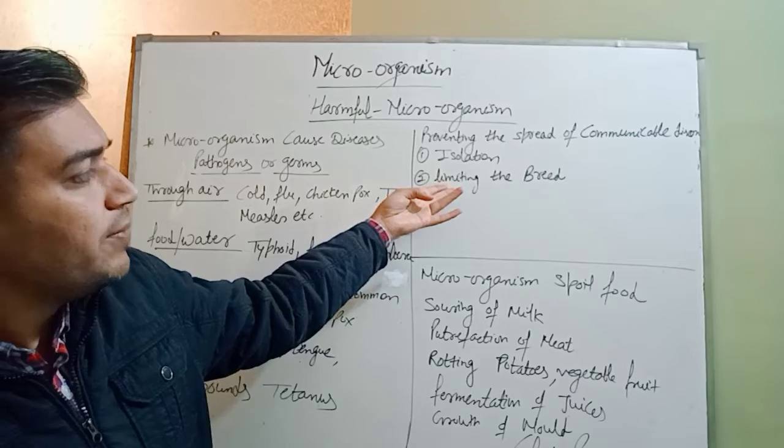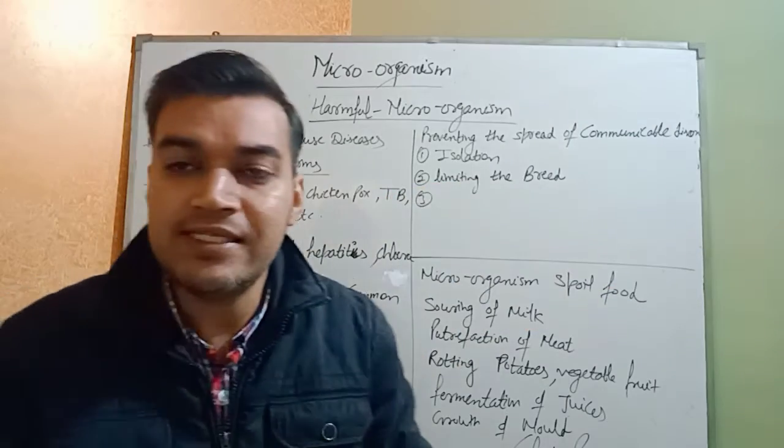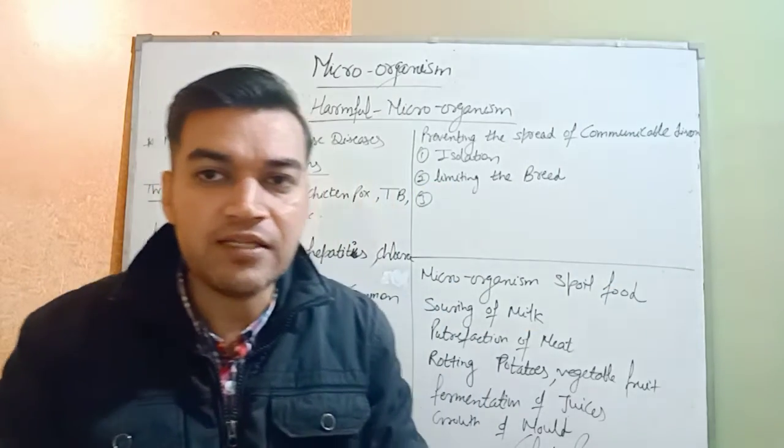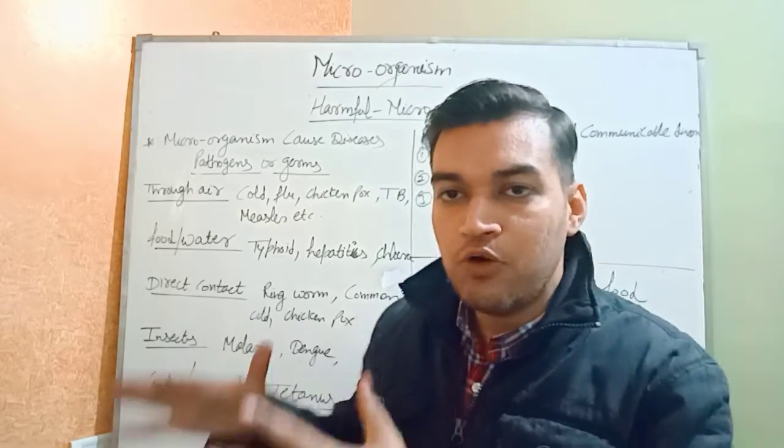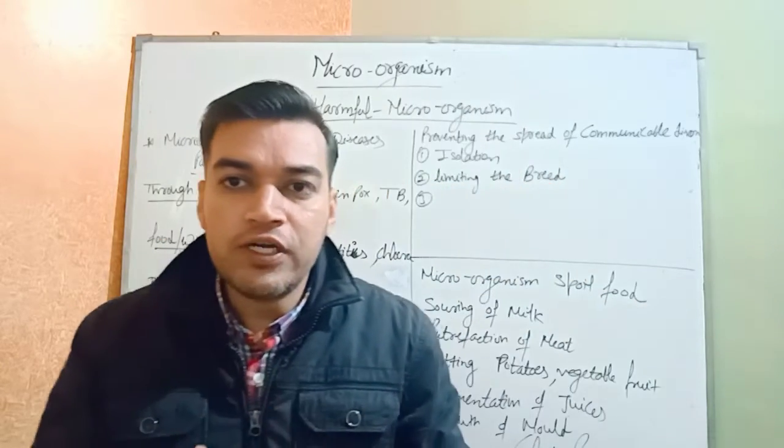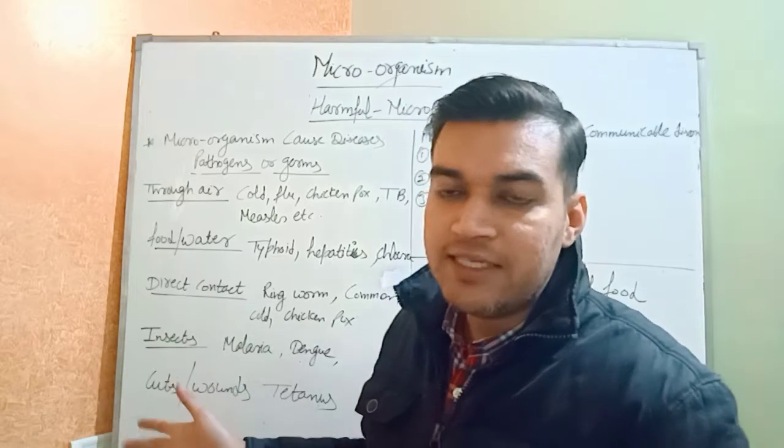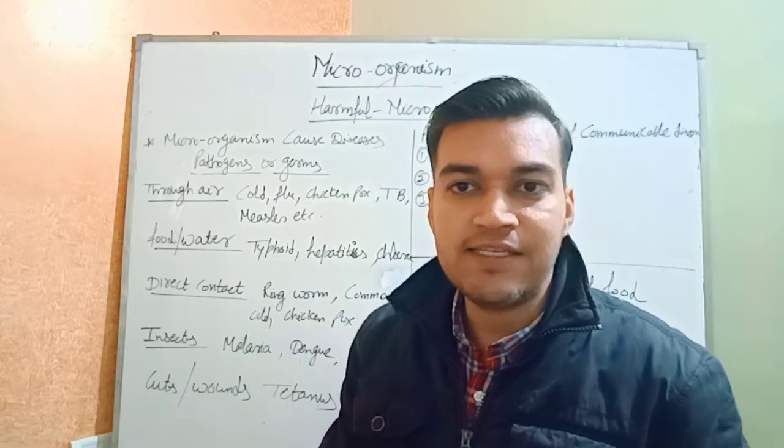Number two, limiting the breeding of what? Insects. If we stop the breeding, the reproduction of mosquitoes, most of the diseases will not spread, because they are the carriers of disease. They carry the disease from one person to another.